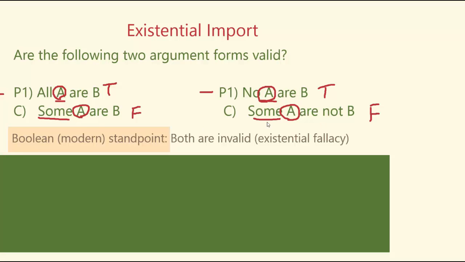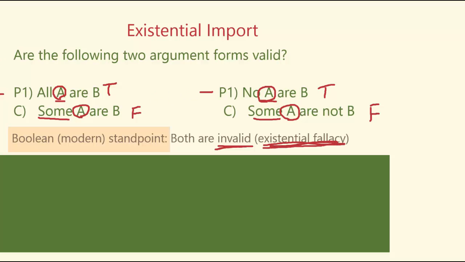Some A are not B, there exists an A and it is not a B. So our particular statements do have existential import. But that means the premises can be true but the conclusion is false. A valid argument is one that if the premises are true, then the conclusion cannot be false. So these instances violate that definition and they are therefore invalid, and we say they commit the existential fallacy.